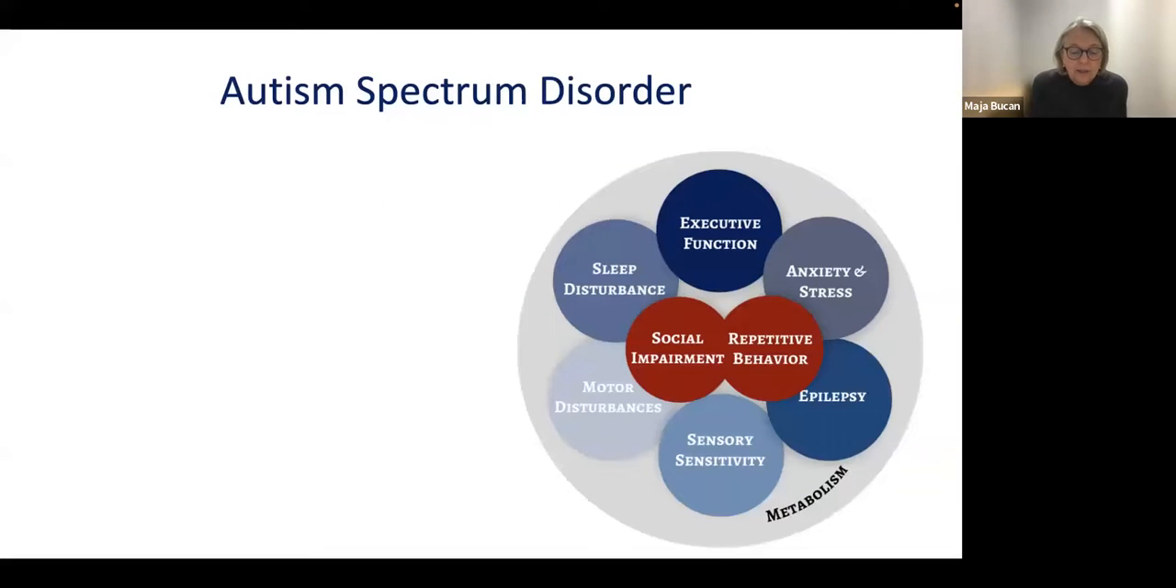Autism is highly complex. Impairments in social interaction and repetitive behavior represent the core ASD diagnostic criteria. But in addition to intellectual disability, present in 30 to 40% of individuals with autism, individuals have several other, we call them ASD-linked traits and conditions, such as anxiety, epilepsy, problems with executive function, sensory sensitivity, motor disturbances, and sleep disturbances that we are going to discuss today.